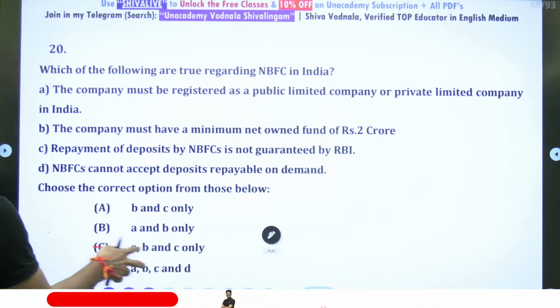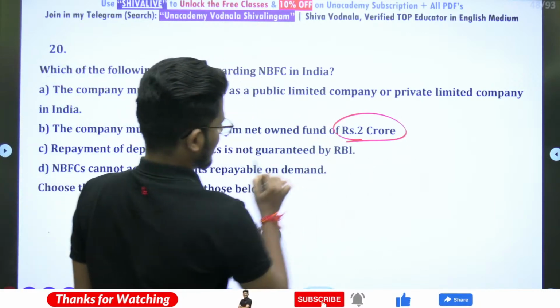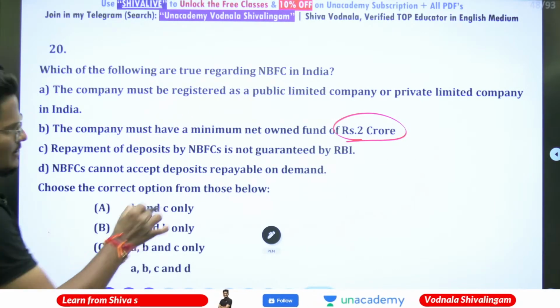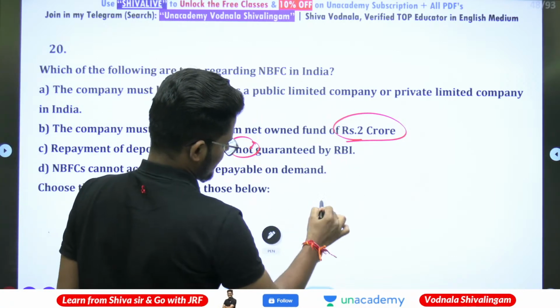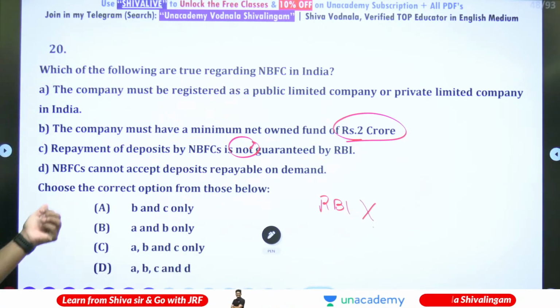Option D is the given answer. A, B, C, D, all are correct, because the company must be registered as a private or public limited company, must have a minimum net worth of 2 crore, that is 200 lakhs. And the repayment of deposits by the NBFC is not guaranteed by the RBI, and they should not use the RBI name. RBI name is never used by the NBFCs.